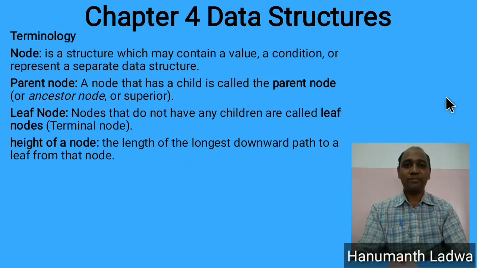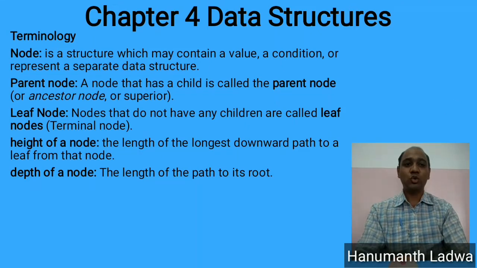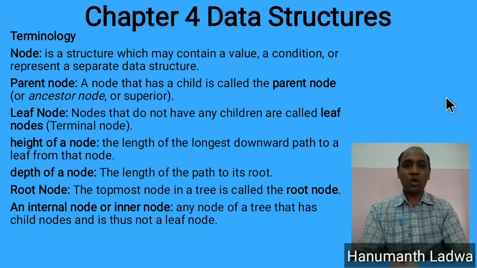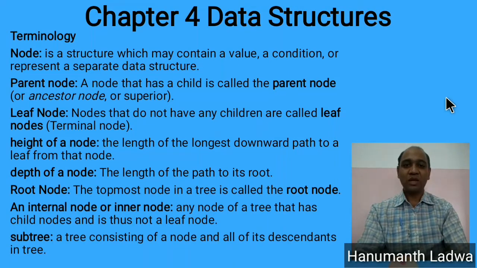Height of a node. The length of the longest downward path to a leaf from that node is called the height of a node. Depth of a node. The length of the path to its root is the depth of a node. Root node. The topmost node in a tree is called the root node. An internal node or inner node. Any node of a tree that has child nodes and is thus not a leaf node is called an internal node. Next, subtree. A tree consisting of a node and all of its descendants in a tree.